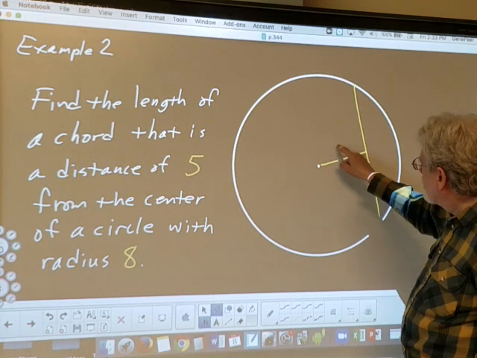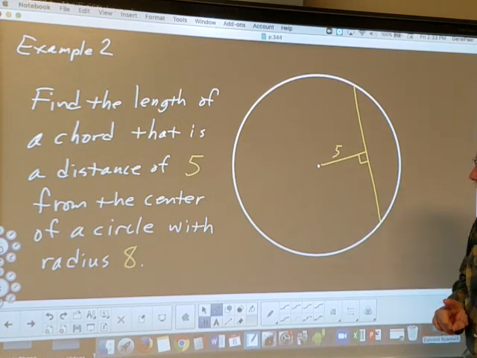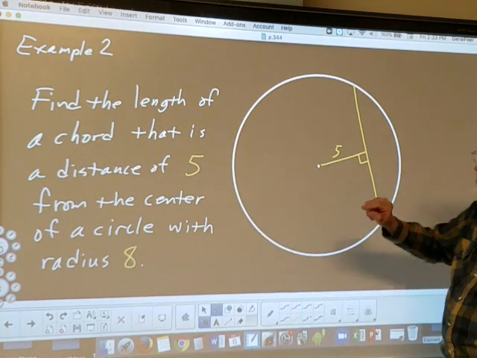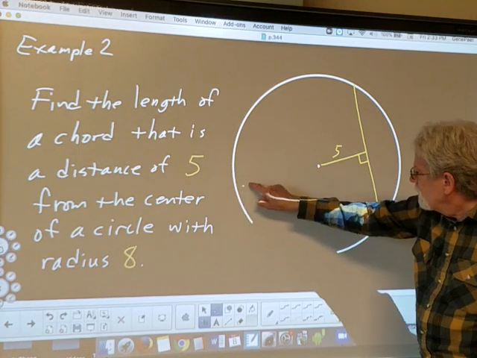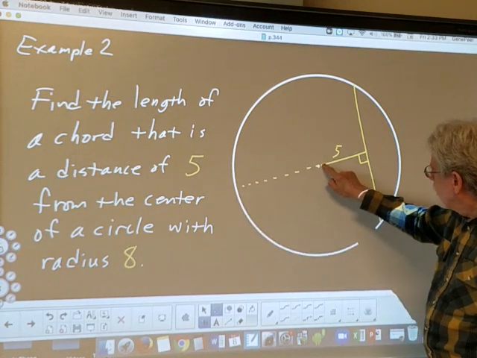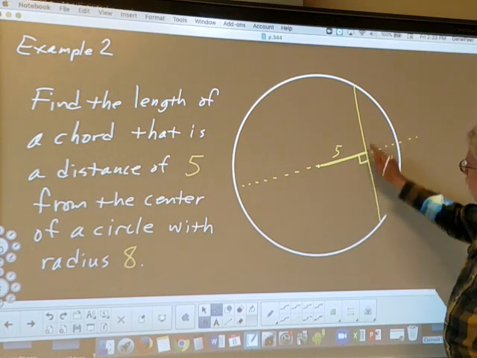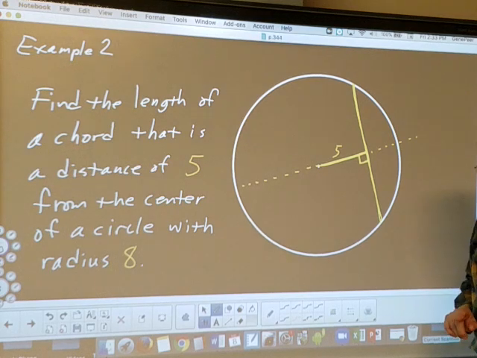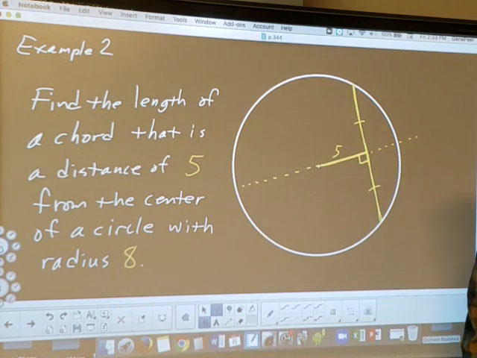And we're told that distance is 5. Remember I said that theorem 9.5 does not just apply to diameters, but to any piece of a diameter. So if this diameter is perpendicular to this chord, then we know it must bisect the chord. So these two pieces are congruent.